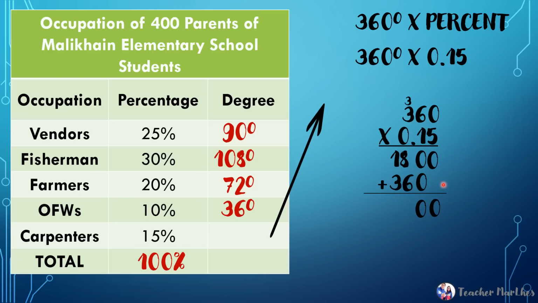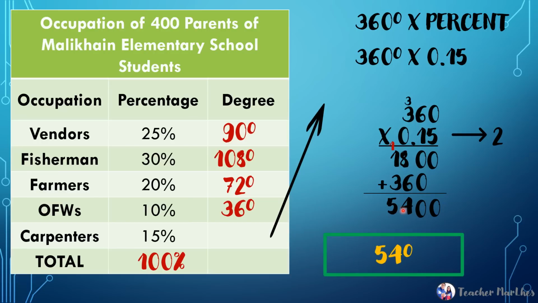8 plus 6 is 14. Carry 1, bring down 4. 1 plus 1 plus 3 is 5. Then count the decimal places. We have 2 decimal places. So ang answer natin, meron ding dalawa. 1, 2. 54.00 or 54 degrees for carpenters. So total dapat po ng degrees ay, okay, very good, 360 degrees. 90 plus 108 plus 72 plus 36 plus 54 degrees. Total of 360 degrees.